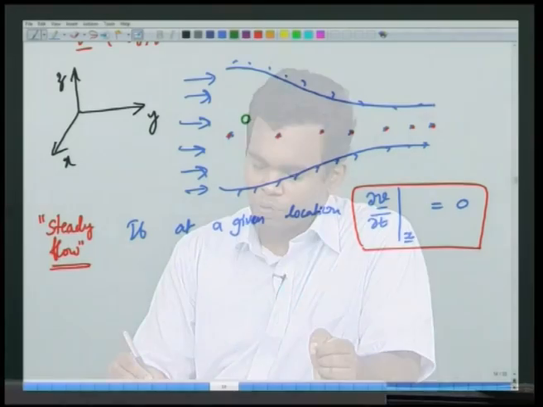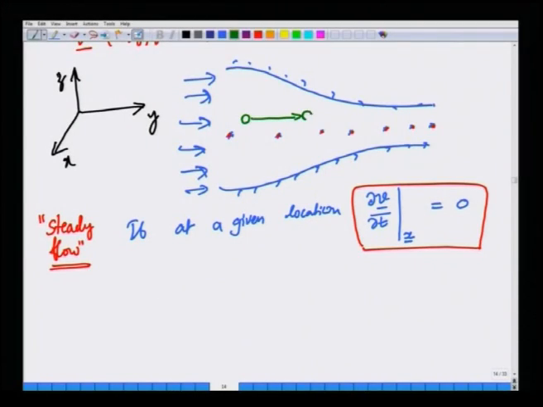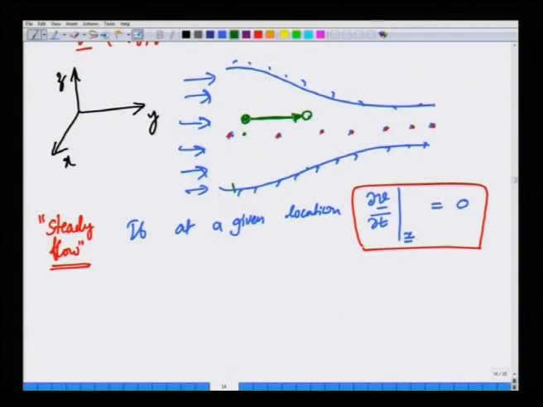For example, if you follow this green particle from here to here, it is going from a region of higher cross section area to lower cross section area. If the fluid is incompressible, then the amount of volume that is flowing in here must be the same as the amount that is flowing in here. As the cross section area is more here compared to here, this fluid particle will get accelerated as it goes from here to here. So, even though at a given fixed location the velocity does not change with time, as you follow a fluid particle it can accelerate in general.